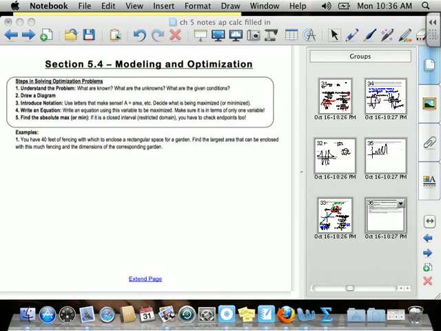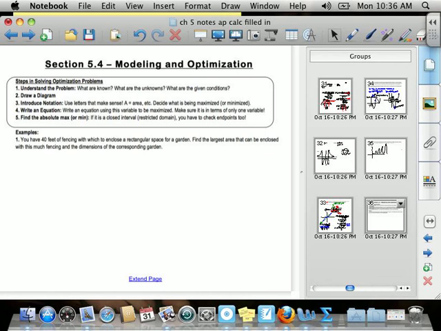All right, anyway, so 5.4 is on modeling and optimization. So modeling means story problems. Optimization means find maxes or mins, find like the optimal size of a soup can, cereal box, things like that. There's a reason why all the cereal boxes when you go to the store are the same shape. So you're minimizing surface area while maximizing volume, things like that.